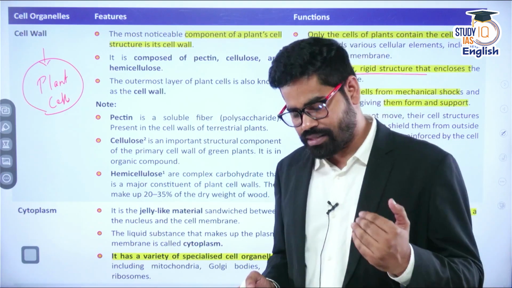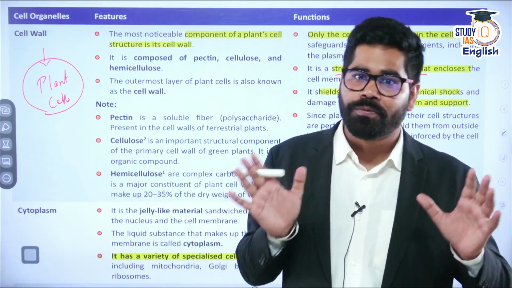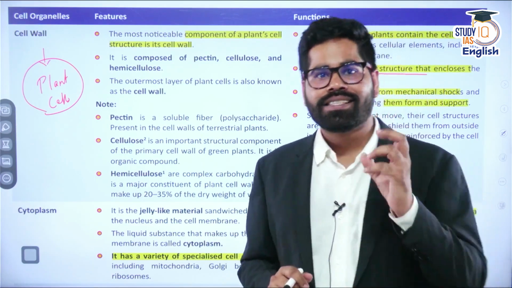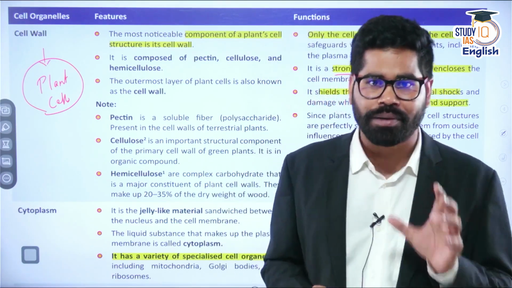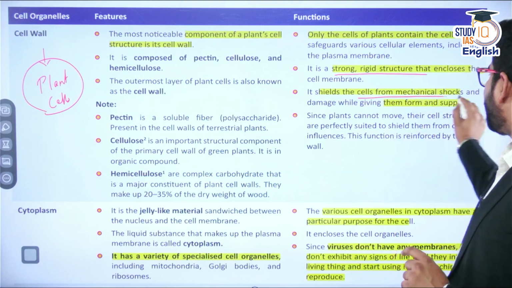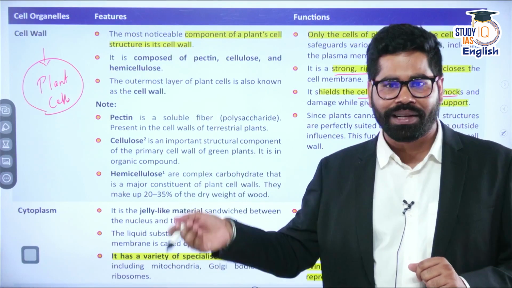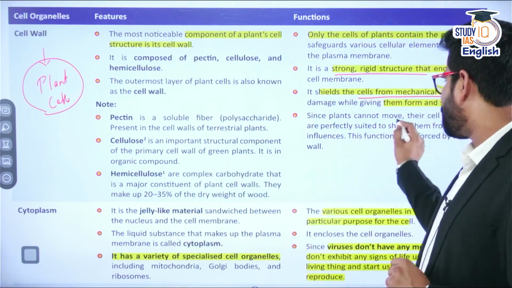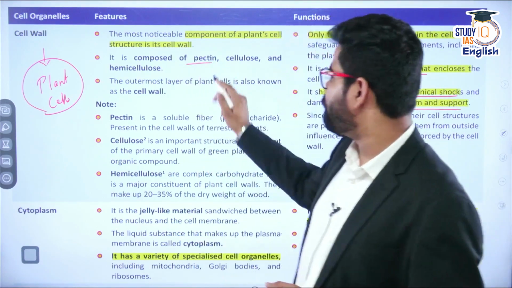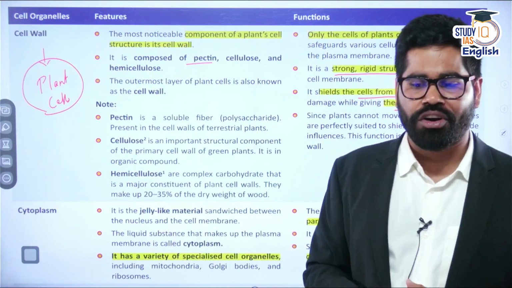See, plants are standing at their own position. They are not frequently moving. They need firm support in order to stand erect, and the cell wall provides them that firm support. It also shields them from any mechanical shock, while providing form and support. What is it made up of? It is composed of pectin, cellulose, and hemicellulose, which are responsible for the formation of the cell wall.